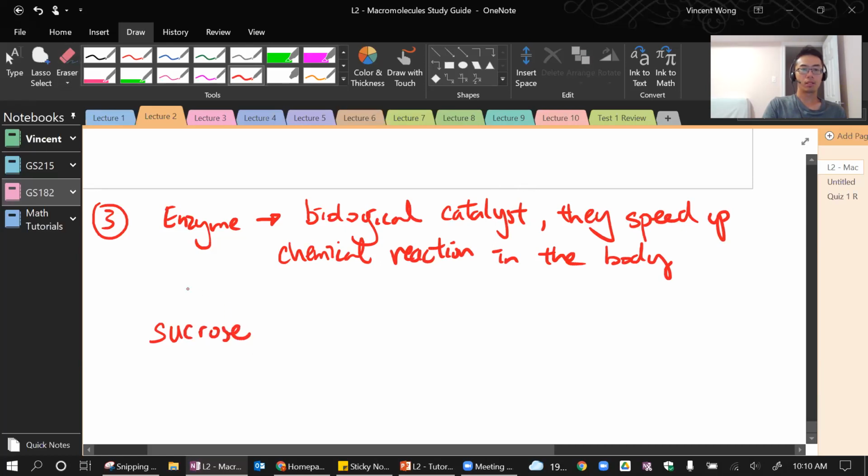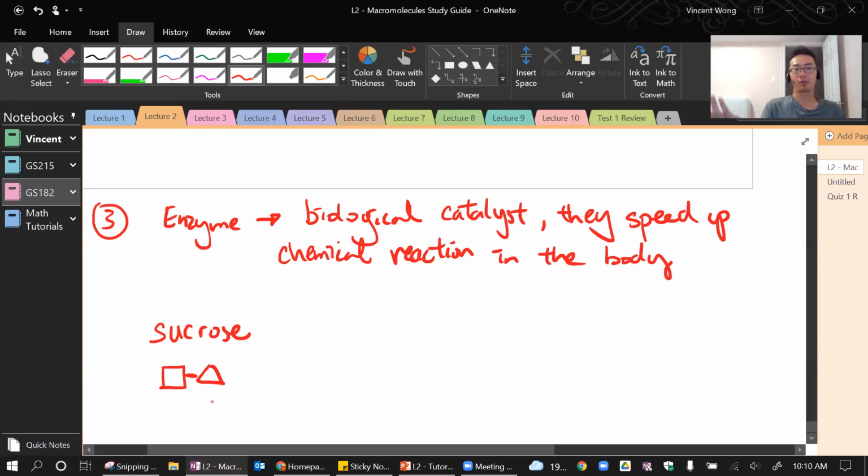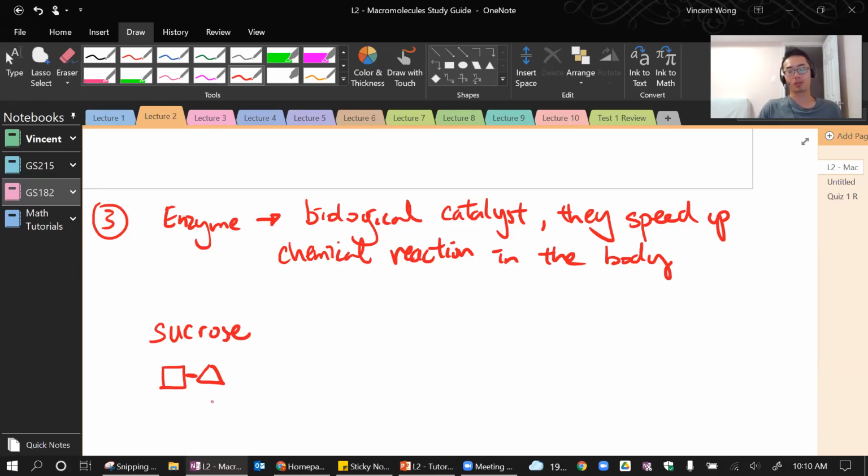Sucrose. Okay, so sucrose, as you know, is made up of glucose connected to fructose. I'll use a square to represent glucose and a triangle to represent fructose. If you leave your sucrose in the kitchen, it is not going to break down into glucose and fructose, because there's no enzyme catalyzing that reaction. It's just going to stay as sucrose until the end of times, pretty much.